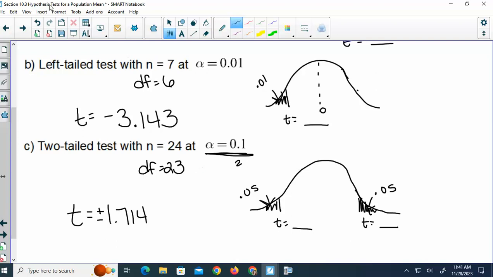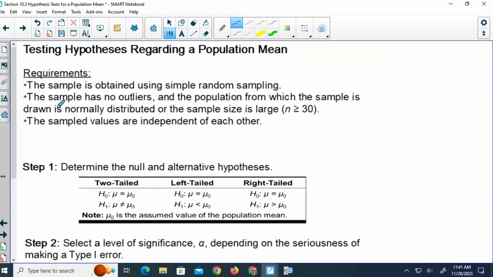So our approach, we have, of course, our criteria. Has to be simple random sampling, no outliers, normally distributed, or at least 30, and the samples are independent. When I'm looking at these and I want you to check criteria, you need to check, is it normal or n greater than or equal to 30? That's what we are always doing.